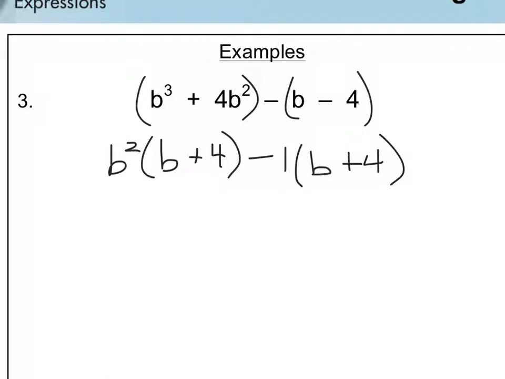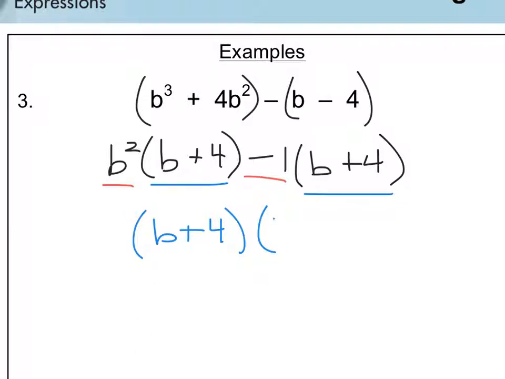All right, now if you look at the sets of parentheses, both are exactly the same. So what they have in common is b plus 4. And what they have left over is the b squared and the negative 1. That's going to go in the second set of parentheses. And now you've factored by grouping.